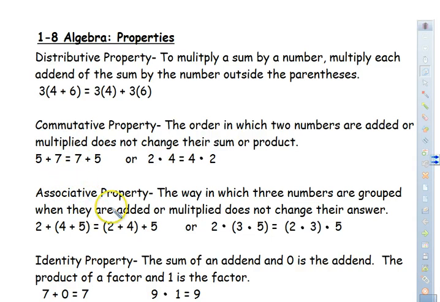1-8, Algebra with properties. And I know you've talked about properties before. What I want you to do, because there's so much here to write down, I'm going to have you hit pause, write all four of these down, and then we'll discuss them in more detail. So go ahead and take some time and do that.